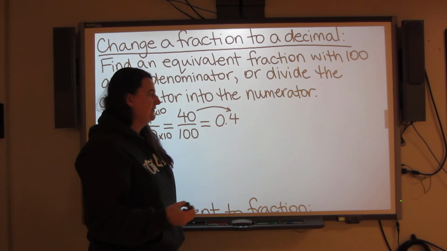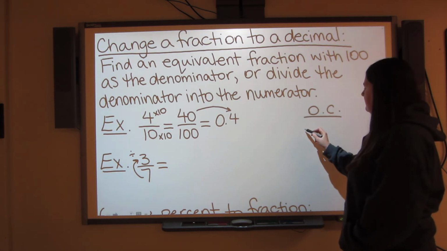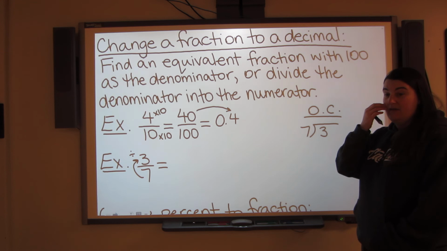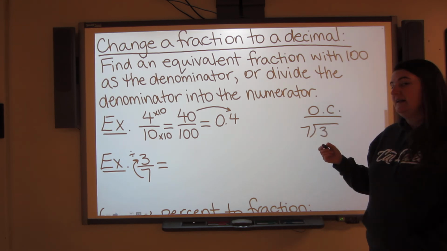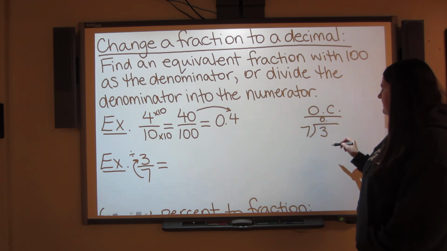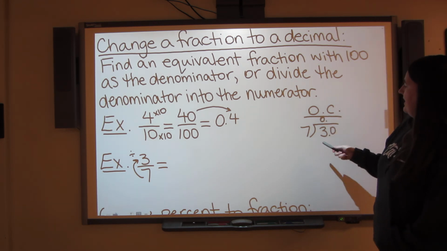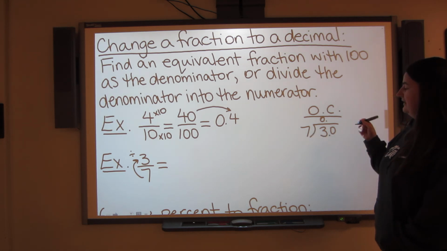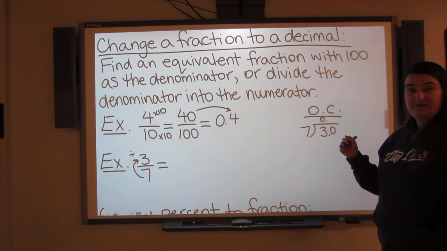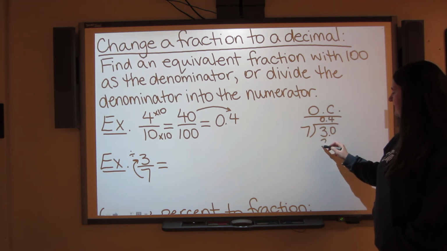So you would go over and you would do an outside calculation, right? Where you would take your 7 and you would divide it into 3. So 7 goes into 3, it can't. 7 can't go into 3, so you put a 0 and a decimal and a 0. And now 7 into 30. Can 7 go into 30? Yes, 4 times. So then I've got 28.